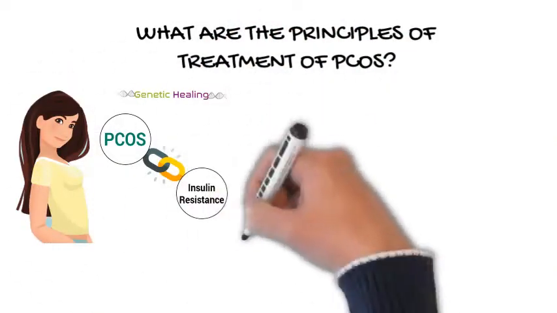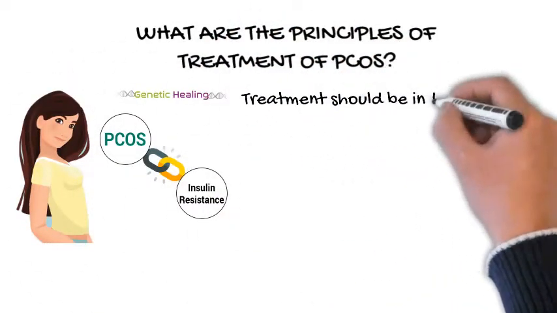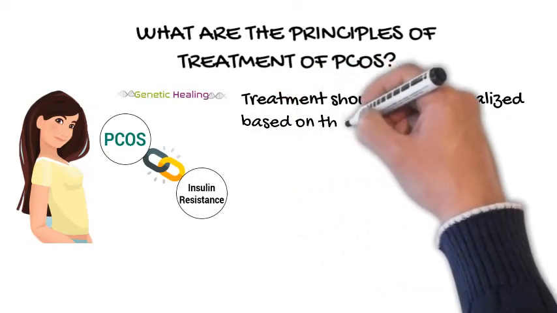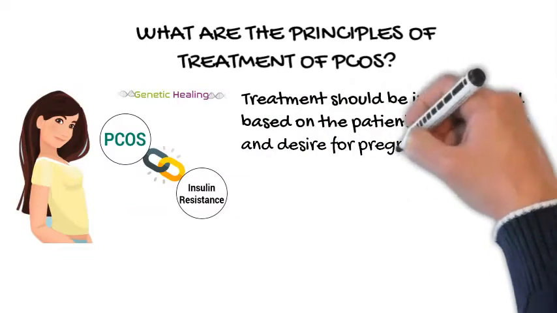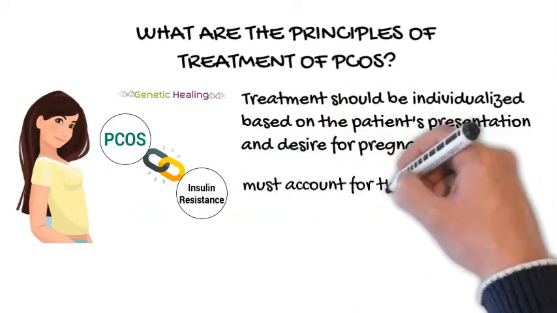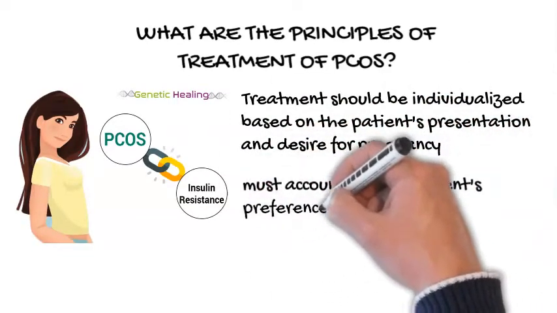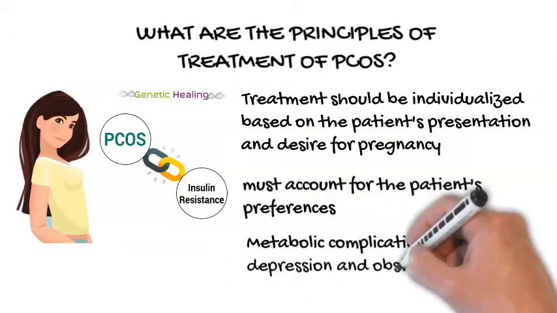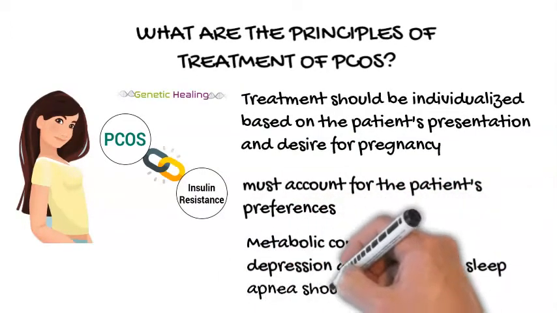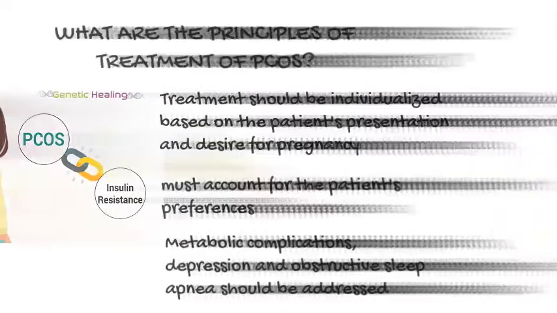Treatment should be individualized based on the patient's presentation and desire for pregnancy. Goals for treatment must account for the patient's preferences because therapy selection may otherwise conflict with outcomes that the patient considers important. Metabolic complications, depression and obstructive sleep apnea should be addressed in every patient.